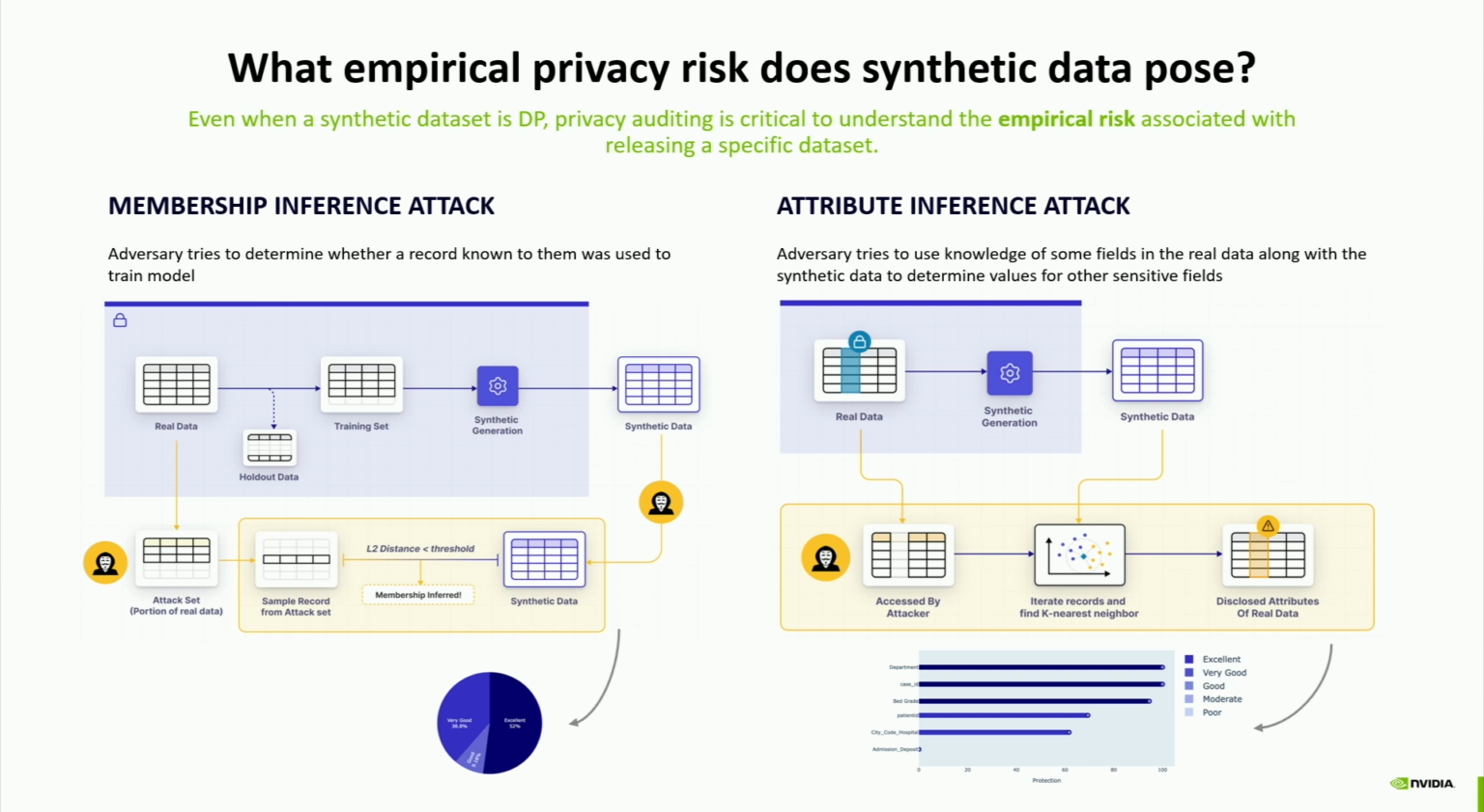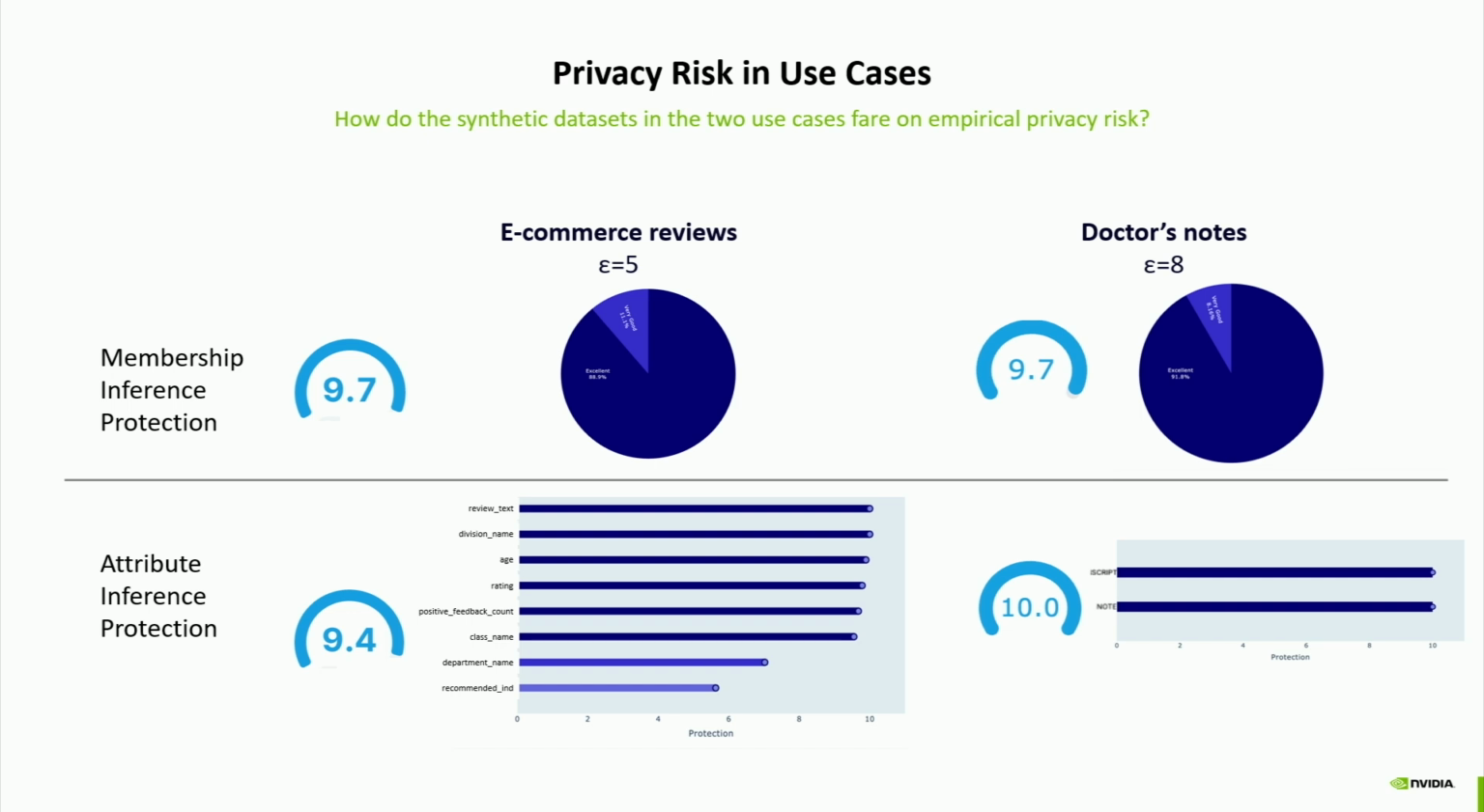And so we're like, okay, great. I generated these data sets with DP, these last two examples, what happens? Okay, so for the e-commerce reviews data set, when I use an epsilon of 5, I get a membership inference protection score of 9.7, where the majority of records, and I can't read exactly what those percentages are on the slide, but let's say 85% of the records fall in this excellent category, where an adversary was not able to infer based on the synthetic data set that a real example was in there. But then 15% of the time they were able to do that. So that's for the e-commerce reviews data set.